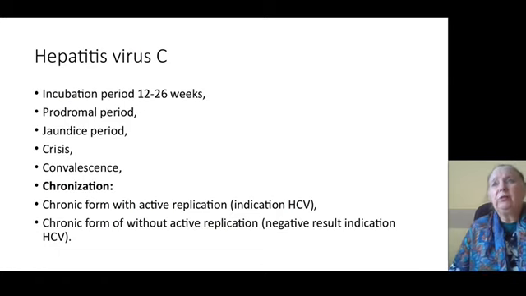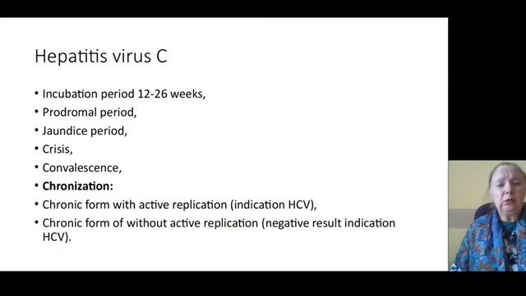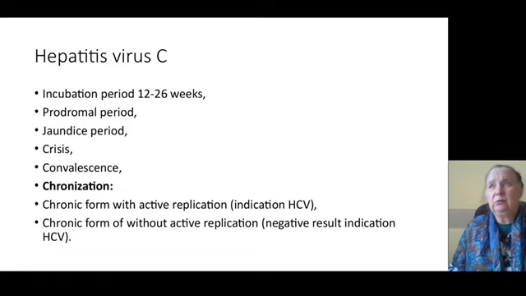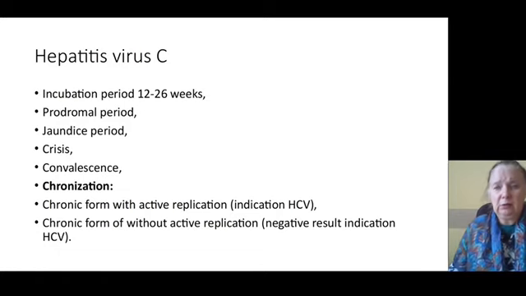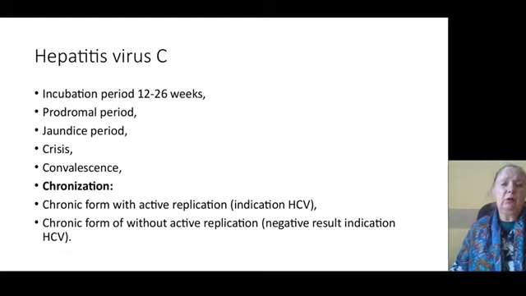But there are two variants of chronic forms of hepatitis C. It is the chronic form with active replication, when we indicate HCV of the virus in blood, and the chronic form without active replication, when we don't indicate RNA of the virus, with negative results of replication of the virus.